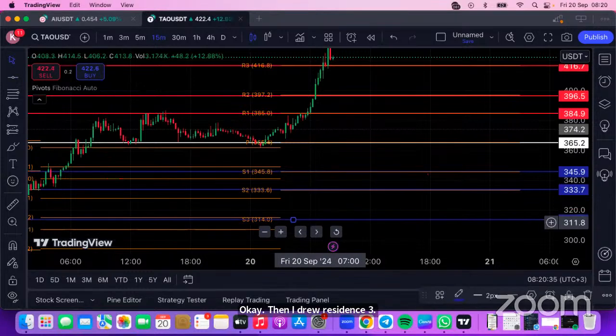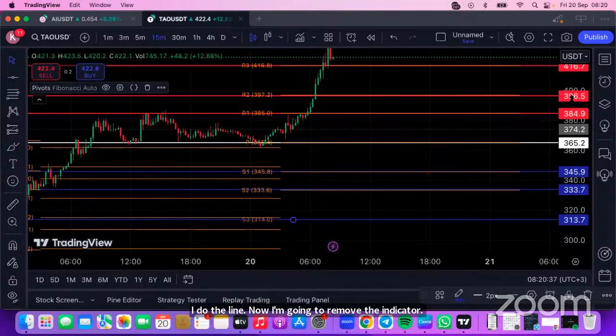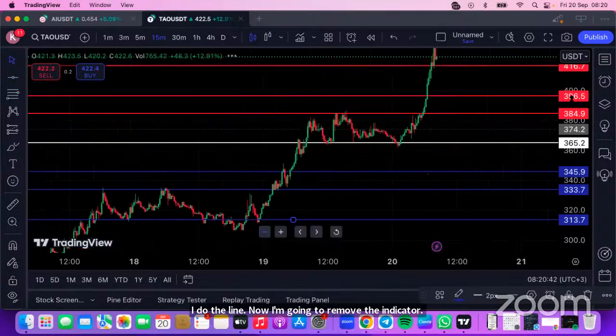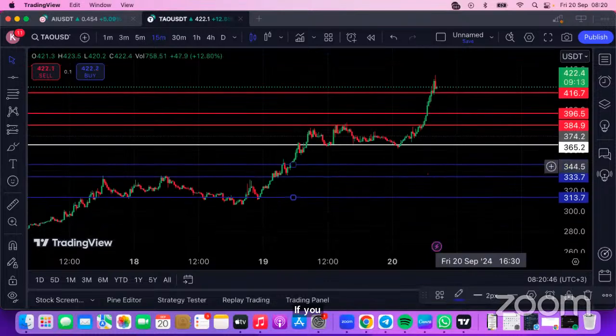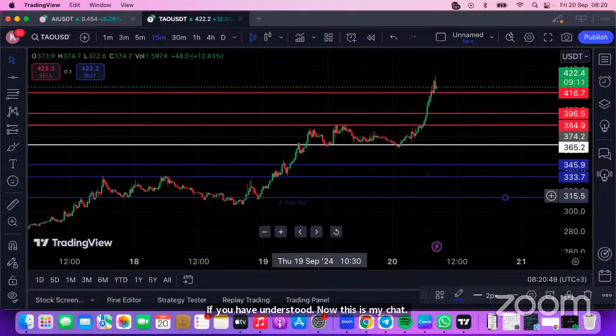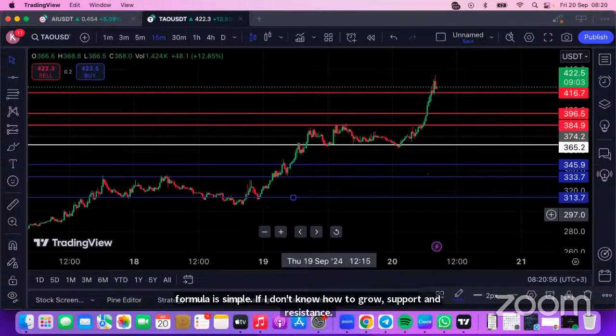Now I'm going to remove the indicator. Now, if you have understood, this is my chart. Now, the formula is simple. And I want everybody to understand. The formula is simple. If I don't know how to draw support and resistance, I can use this to make my entries and my exits in the market.